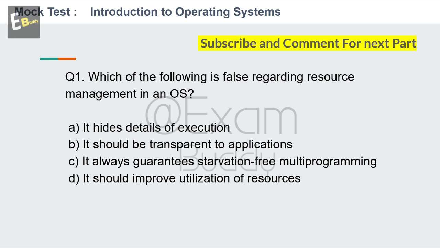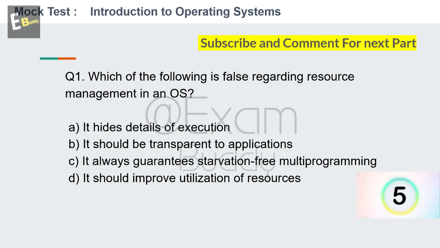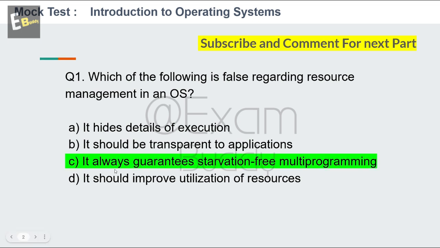Which of the following is false regarding resource management in an OS? It hides detail of execution. It should be transparent to applications. It always guarantees starvation-free multiprogramming. It should improve utilization of resources. So your time starts now. And the answer is C. It always guarantees starvation-free multiprogramming.